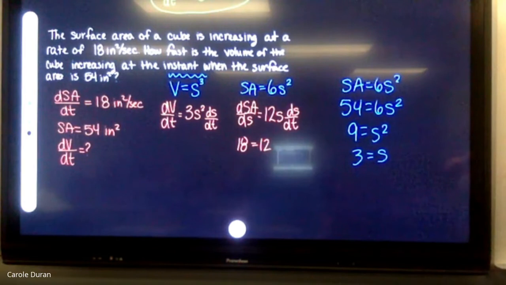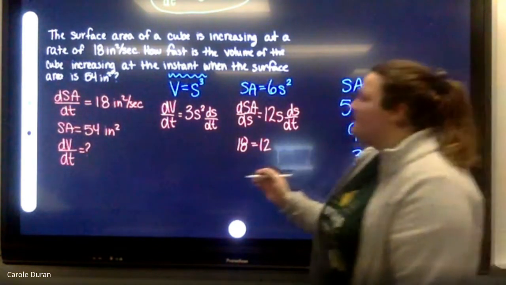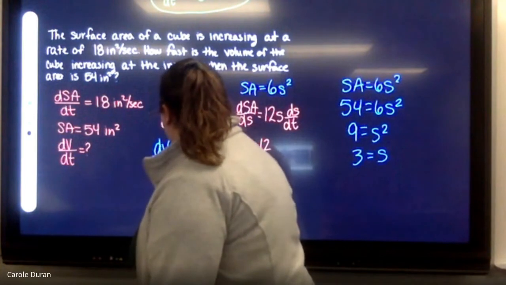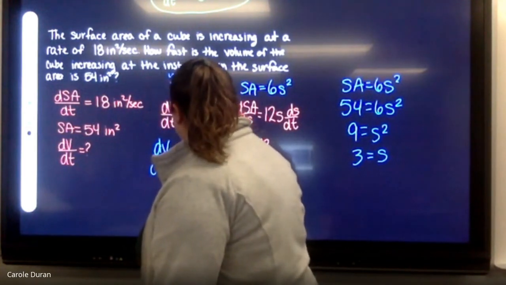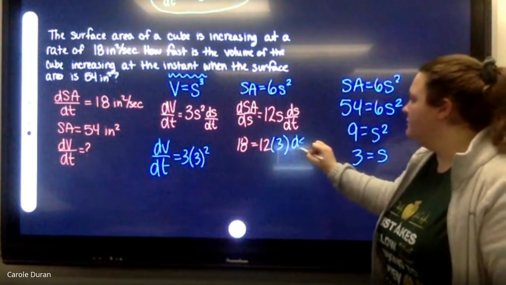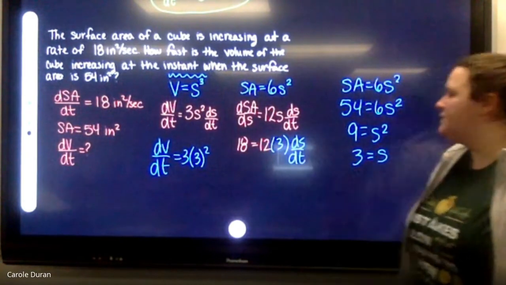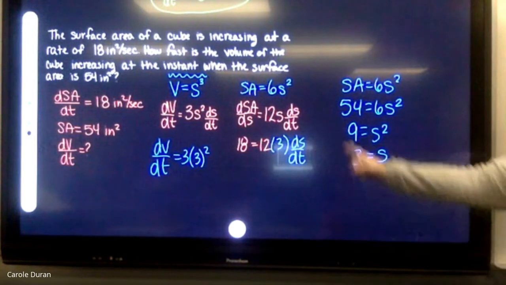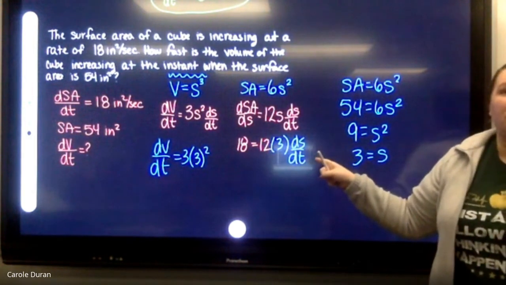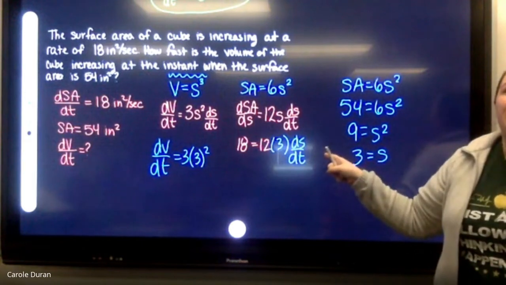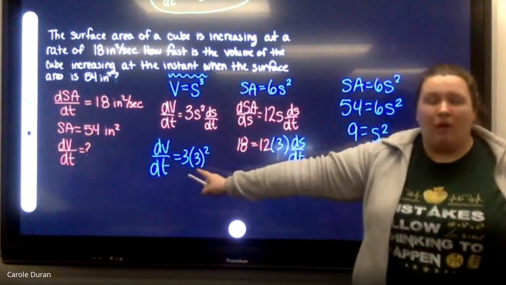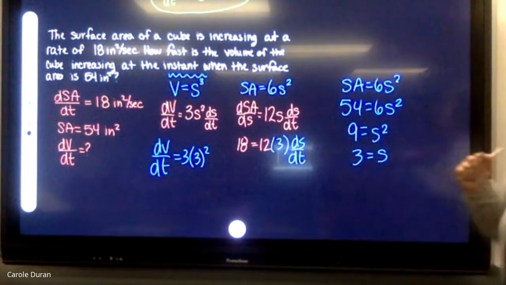So I have that S is equal to 3, so I can take that and plug it into both of these derivatives that I have calculated. Now the super cool thing is, in my surface area derivative, my only unknown now is ds dt, which means I can solve for ds dt, and then I'll plug it into my volume derivative and finish solving out my problem.